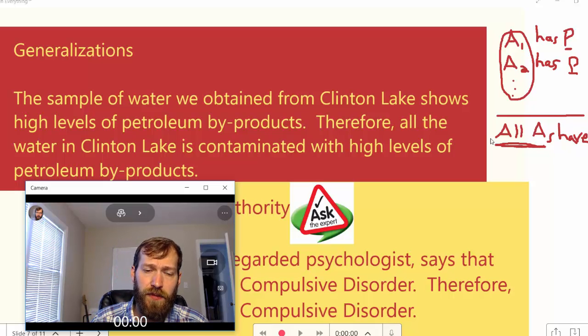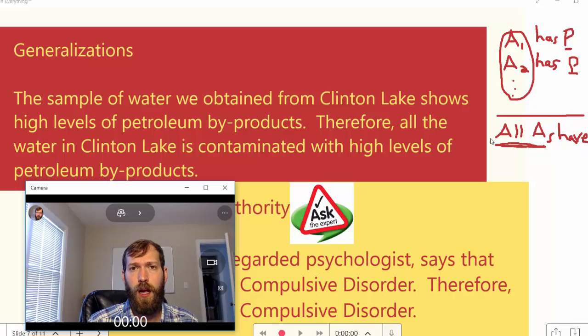And the strength of this conclusion is going to depend on certain factors. So the more samples that we have of water that's contaminated, the stronger our conclusion that all bits of water of Clinton Lake are contaminated becomes. And if we collect those samples in a random fashion, then that's also going to strengthen our conclusion, and so strengthen the likelihood that our conclusion is true.